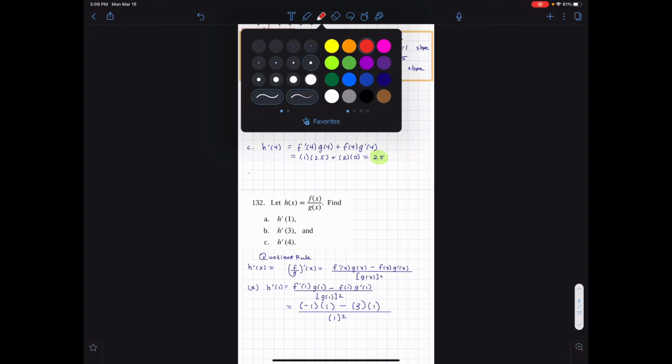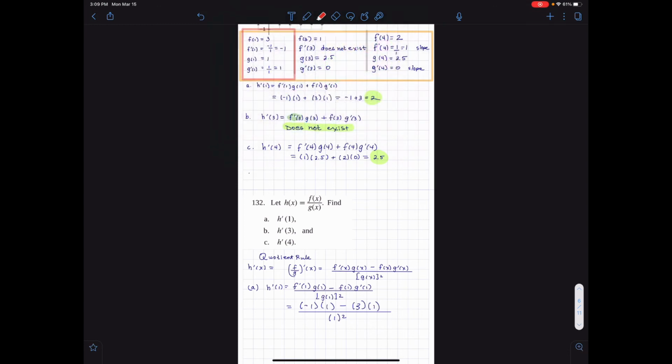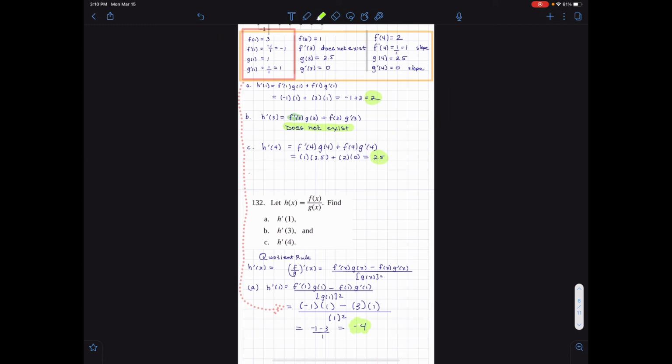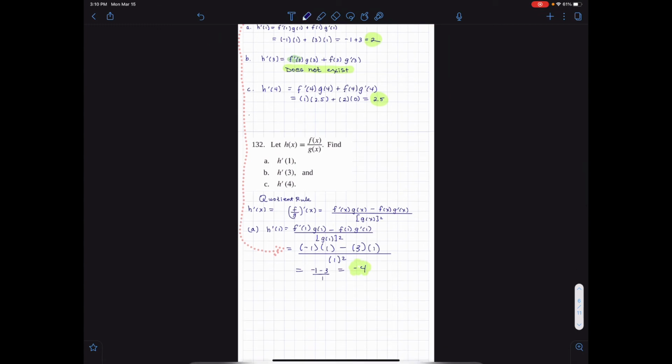And so I could, just to make a bigger mess, put little snail tracks over there. That's where I'm getting that. Let's put all that stuff in there. And so that's going to give -1 minus 3 over 1, which is -4. All right, so it's -4. Done with that one. All right, now move on to B.